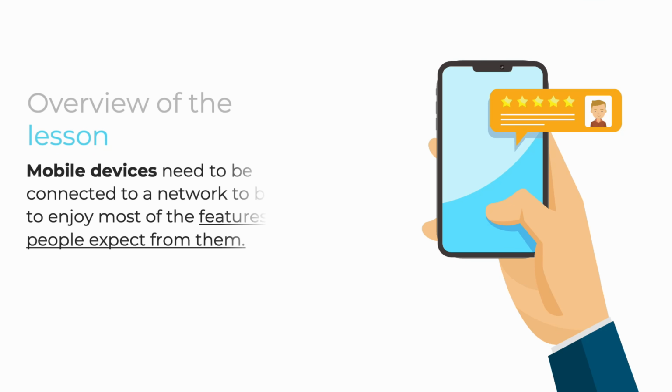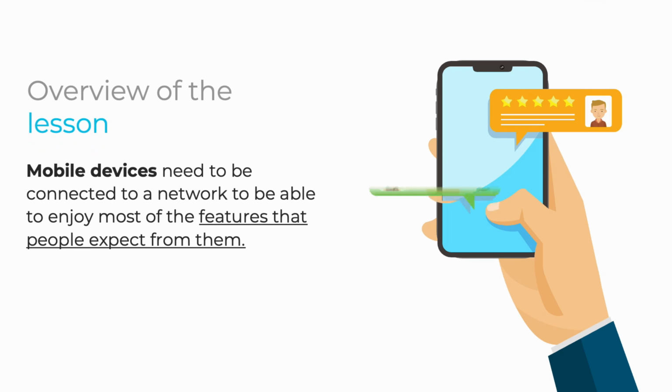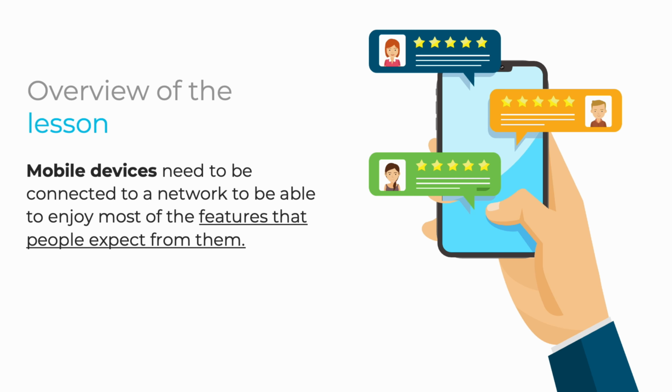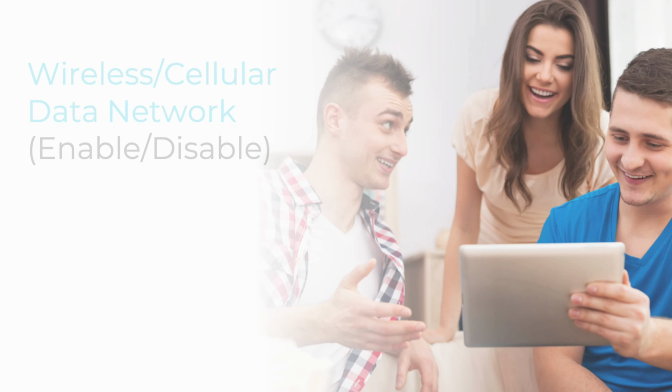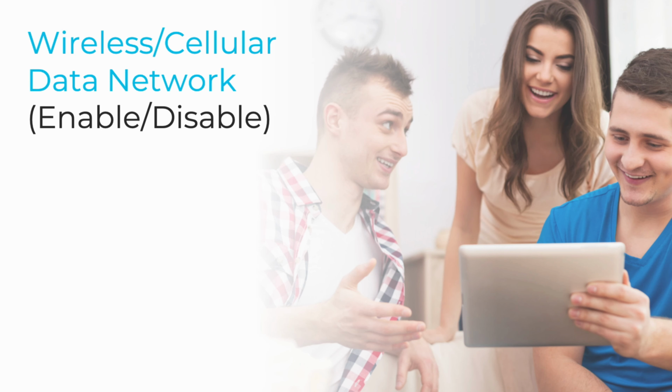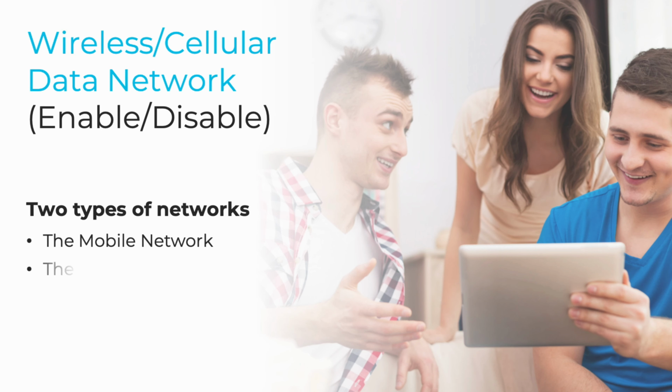Mobile devices need to be connected to a network to be able to enjoy most of the features that people expect from them. For example, to use email, which is one of the most used functions, the device must be properly configured. Wireless cellular data network. Enable, disable. To connect a mobile phone to the internet, there are two types of networks that can be used: the mobile network and the Wi-Fi network.